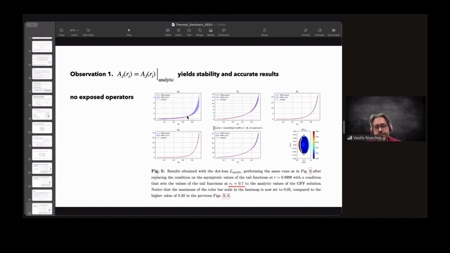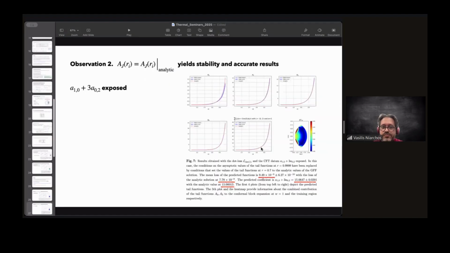Then we noticed that if we fix the value of the function at some point, so somebody tells you that there's extra information, which is basically extra sum rules, telling you that these tail functions have a specific value, say at some point that I call here R intermediate. Here I took it to be 0.7. Its precise value doesn't make a lot of difference. But if somebody tells you the value of these functions there, then you get excellent results. And that in itself is already a bit surprising because you just gave me 4 extra sum rules. And then all of a sudden I get stability, I get a solution that is very close to the analytic one.